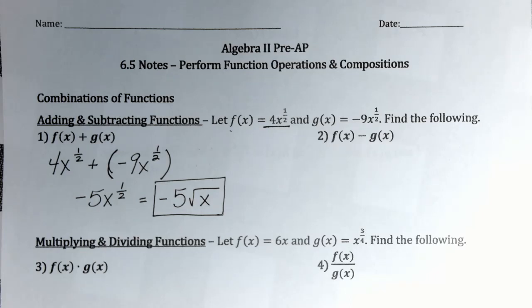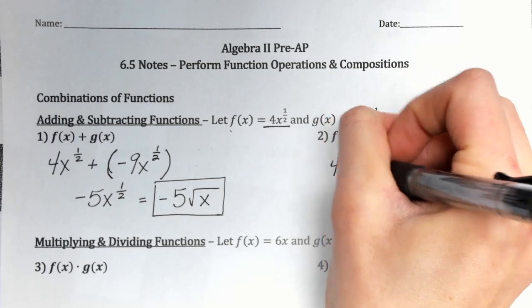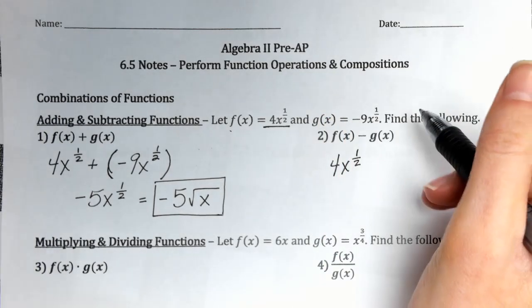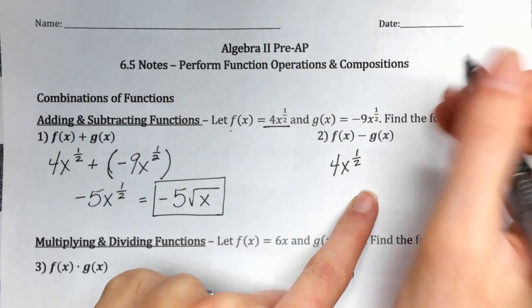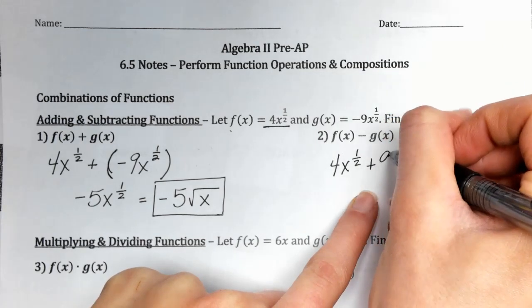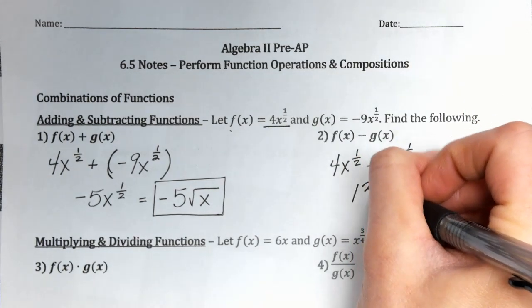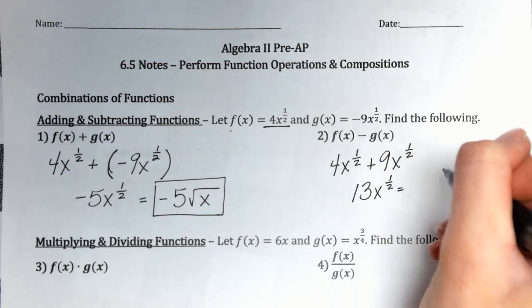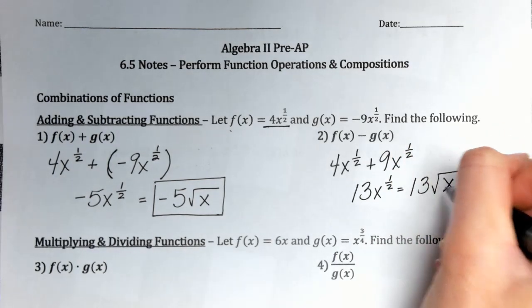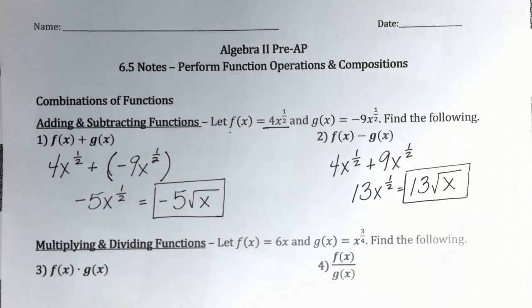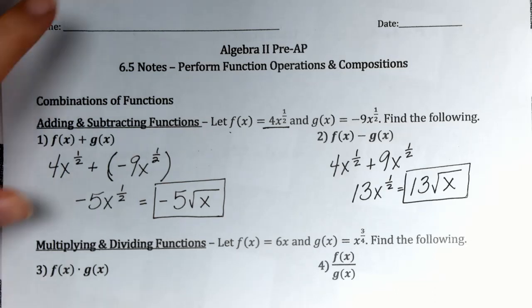Okay. Now if I take f of x minus g of x, then I've got 4x to the 1/2. Now I'm going to have minus the negative, so that's going to turn into plus 9x to the 1/2. So what is that going to give me? 13x to the 1/2, which is 13 square root of x. Very simple. Okay, now could it get messy? Yes. But for right now, it's very simple.